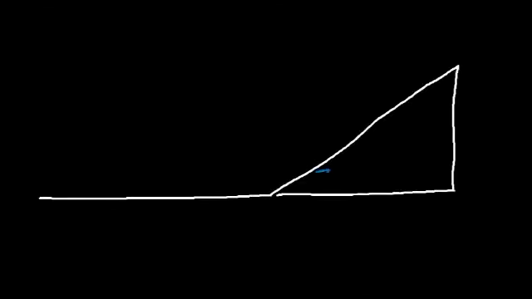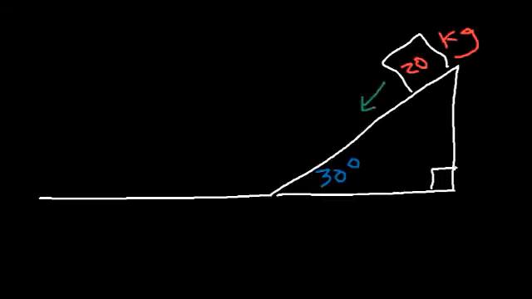Now let's say we have a frictionless incline and the angle of the incline is 30 degrees. And we have a 20 kilogram block. What is the acceleration of the block down the incline if there's no friction? So what's the first thing that we need to do? In order to find the acceleration, we need to find Fg. This is the only force that's accelerating the block downward.